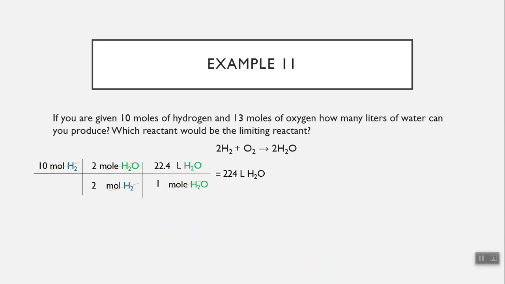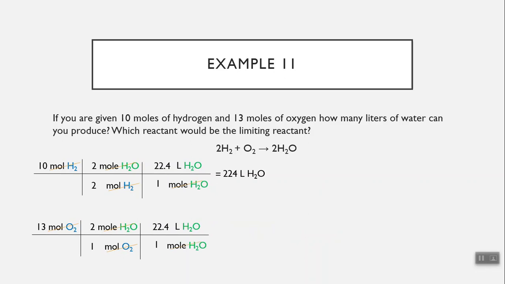We're going to do this again with our second reactant, 13 moles of oxygen. So we're going to set it up like this. Molar ratio, 2 over 1, molar volume, 22.4 liters per mole, multiply, divide, and get an answer of 582 liters of water.